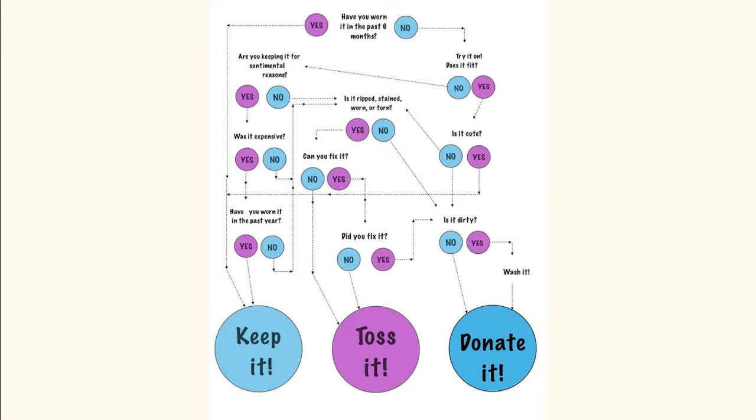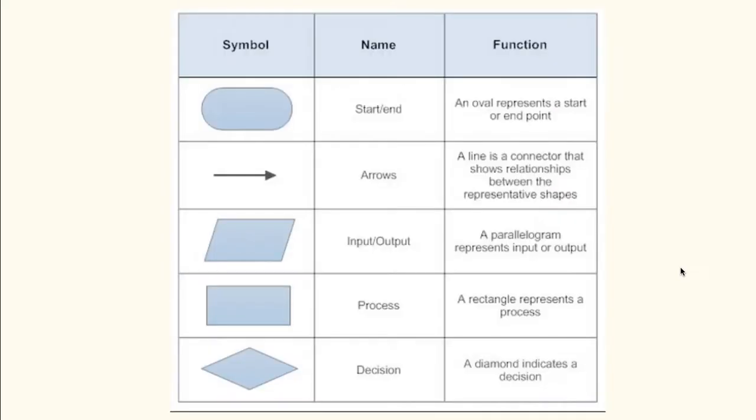So it's a series of decisions and functions that carry out some sort of purpose. So this example is something from maybe a magazine or a poster, and it's to help you determine if you should keep an article of clothing or toss it or donate it. So as you can see, you would answer a series of questions, and depending on what your answer is to those questions, it will instruct you in what to do next.